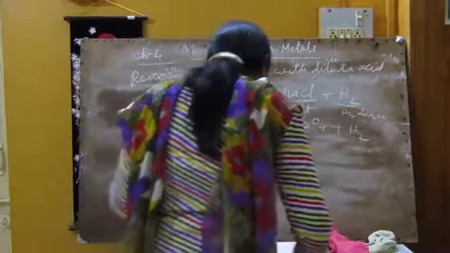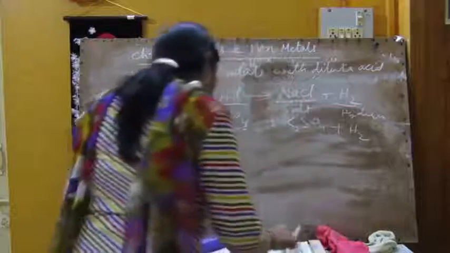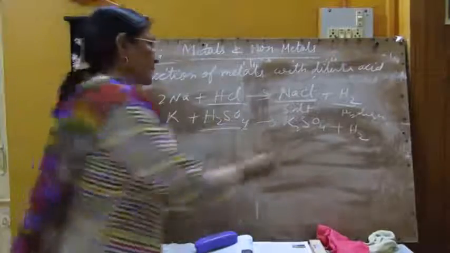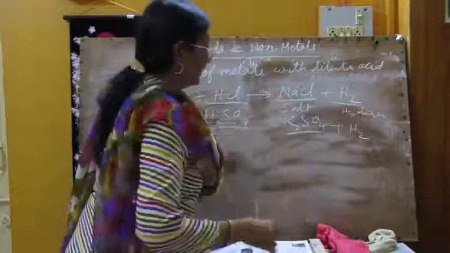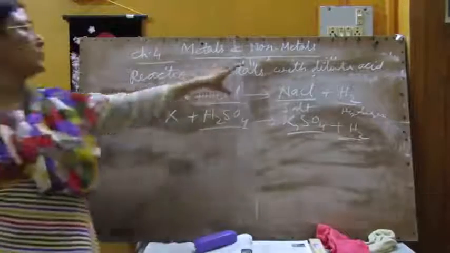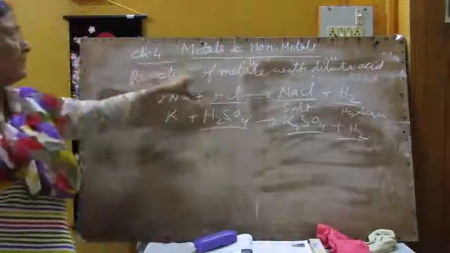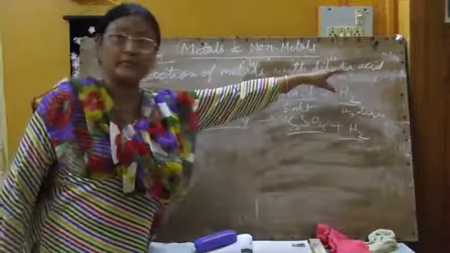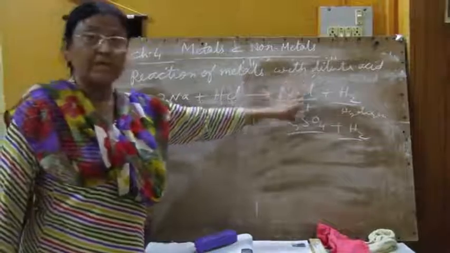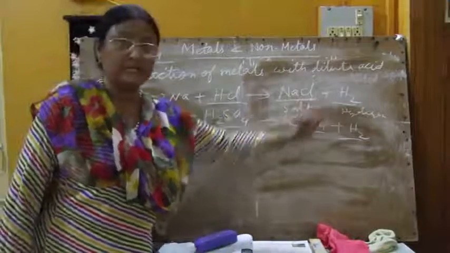So magnesium, sodium, potassium, in this way they produce salt. This is the sulfate salt, this is the chloride salt, and hydrogen. So what conclusion have we got? That when metals react with dilute acid, they produce the respective salt of that metal and hydrogen.